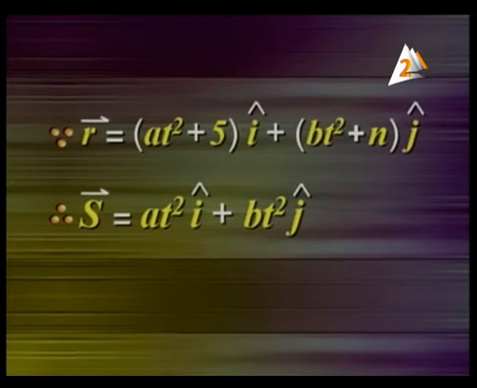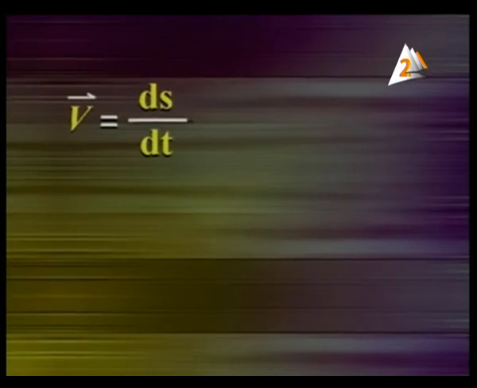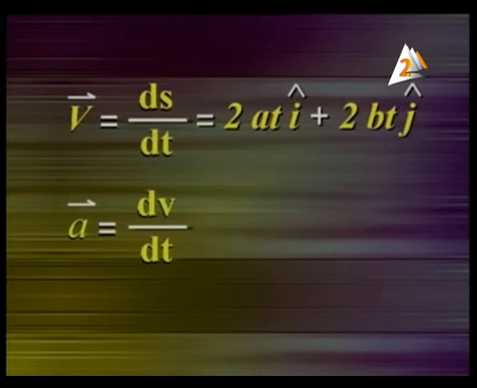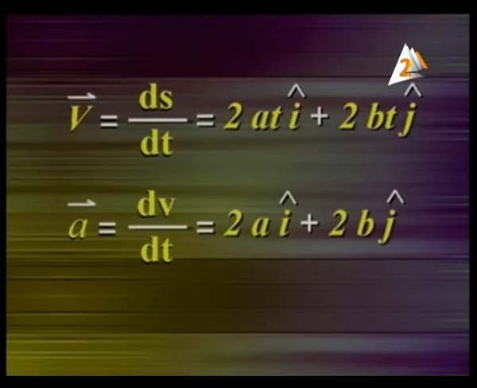Since R equals AT squared plus 5 in direction I plus BT squared plus N in direction J, therefore S equals AT squared I plus BT squared J. Then V equals ds over dt equals 2ATI plus 2BTJ. Therefore, A equals dV over dt equals 2AI plus 2BJ.